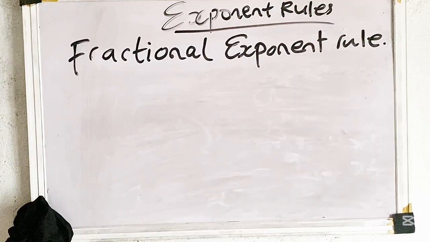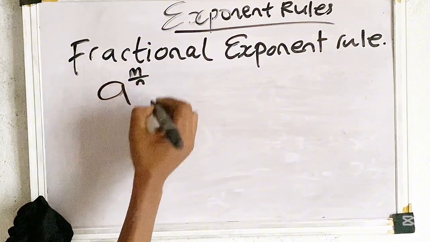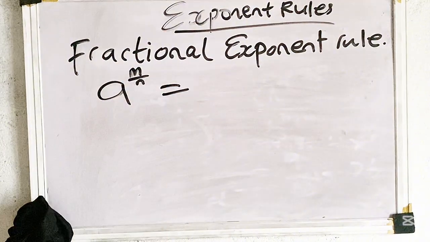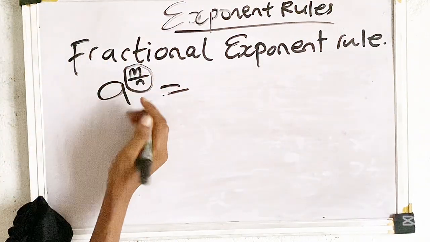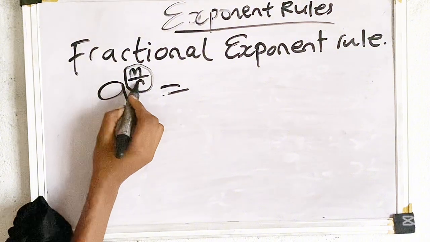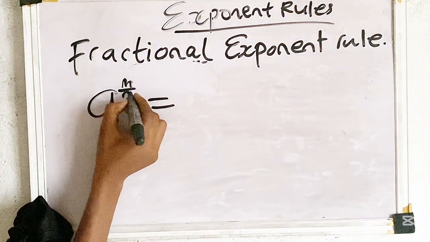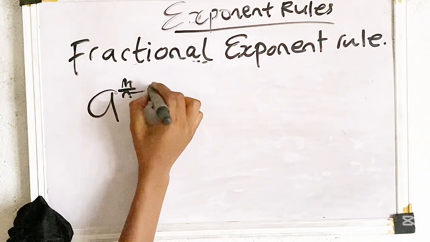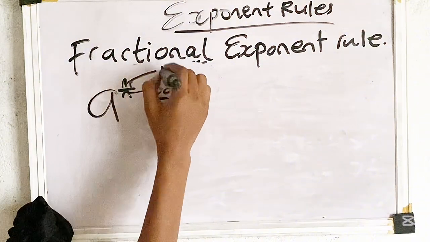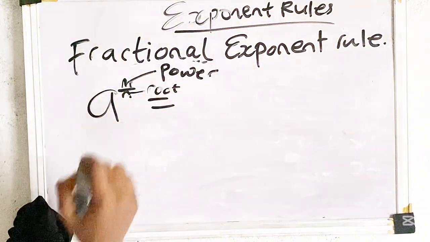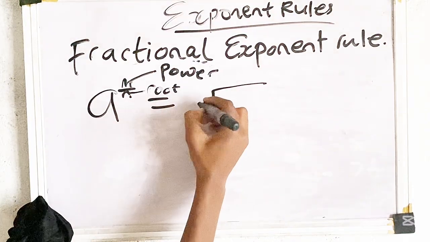Next rule is the fractional exponent rule. Let's say, for example, we have a raised to the power of m over n, which is equal to the nth root of a raised to the power of m. So when you see this, fractional exponent means roots and power. The denominator of the exponent is called the root, while the numerator is called the power.